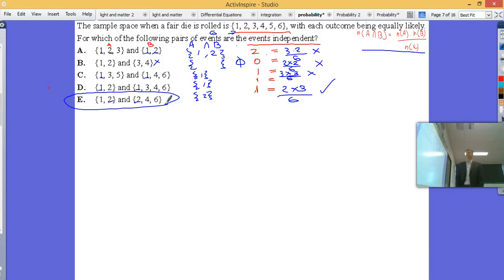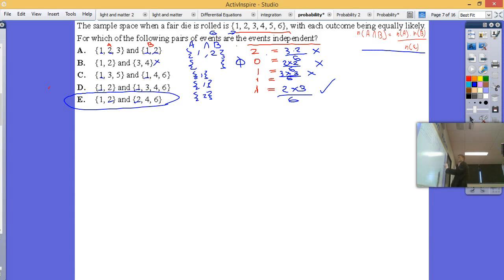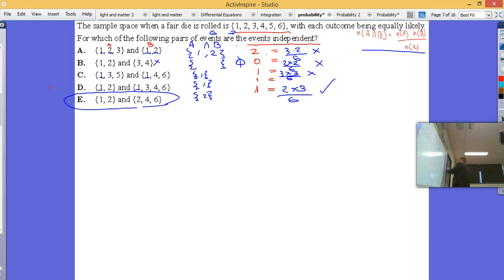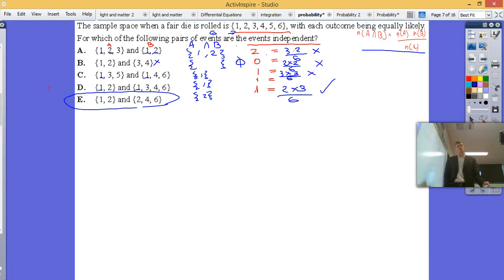Okay, so we have these two events, this one and this one. They are independent events. And we don't know anything about their physical nature, so we use an idea about mathematical independence using our little rule here.